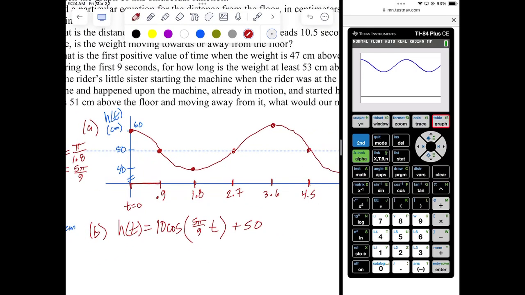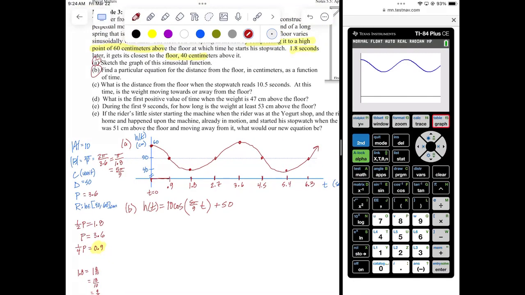Okay. Does that look right? That looks like ours, right? So now we can answer questions. Part C. Here we go, part C. What is the distance from the floor when the stopwatch reads 10.5? At this time, is the weight moving away from the floor or towards the floor?